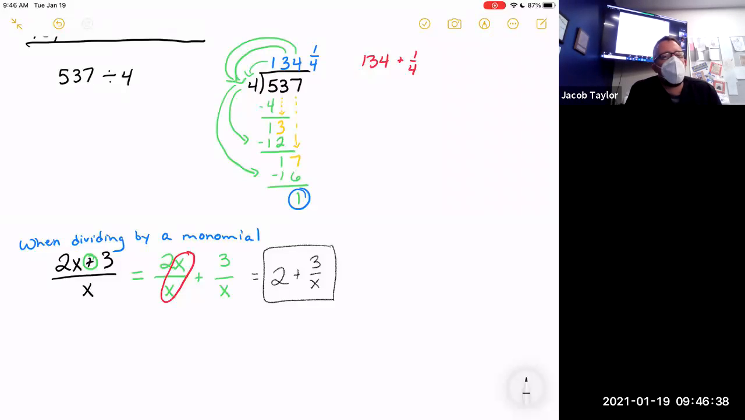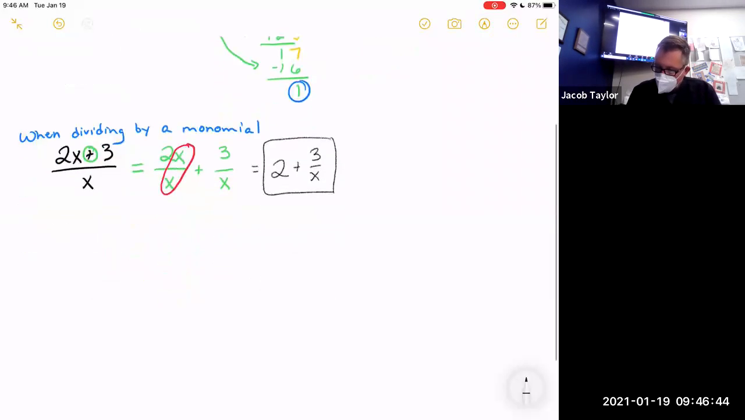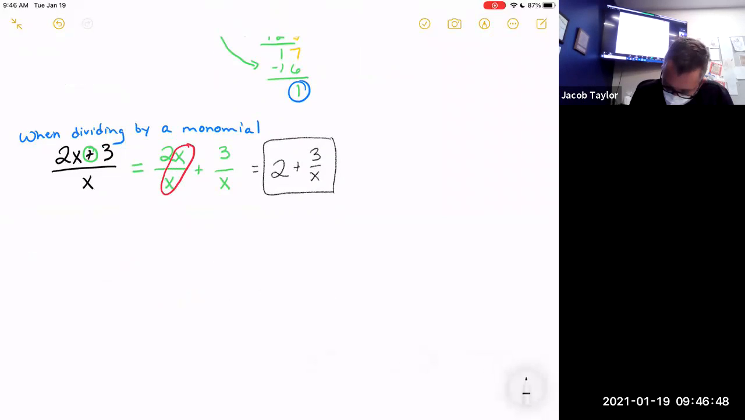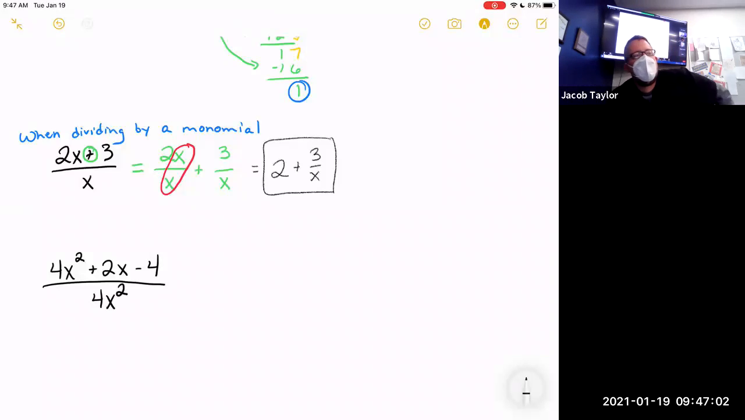Now, what we divided by there was a first degree monomial. It's just x with an exponent of 1. Let's do one where we divide by a second degree monomial, just for kicks. And this time we're going to ramp up the difficulty by not only dividing by a second degree monomial, but we're going to do a trinomial divided by a second degree monomial. Trinomial. So just try your best on this one. Right, guys?